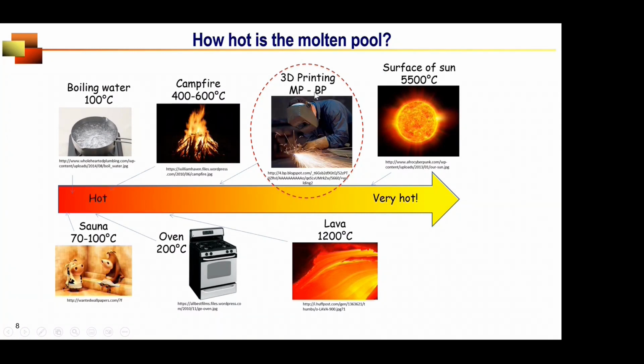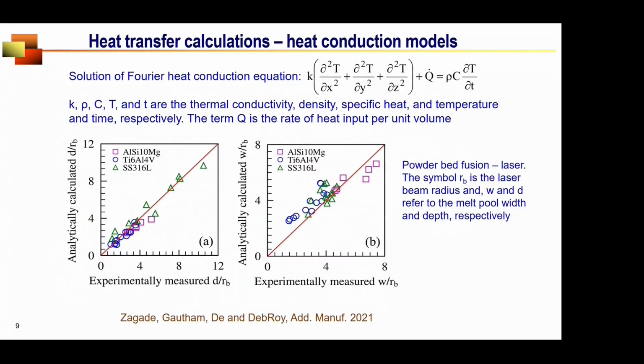And in 3D printing, we have temperatures in the range of melting point of the alloy to the boiling point of the alloy. So there is a range of temperatures that we encounter depending on the alloy and the heat source and the process parameters that we use. But in simple terms, we don't know it until we do some calculation. So the easiest calculation is by heat conduction models.